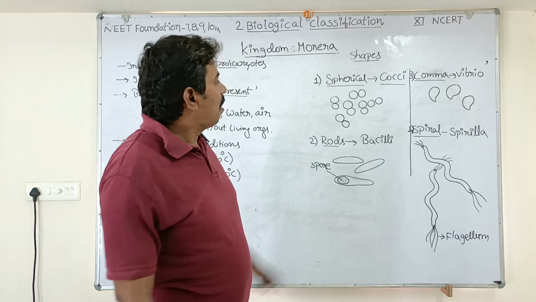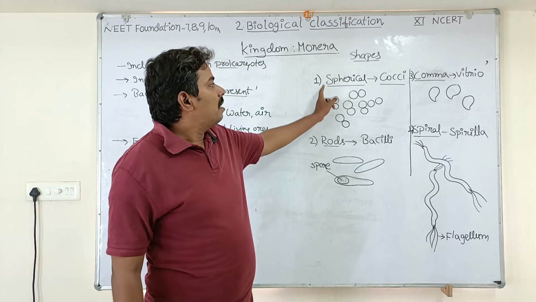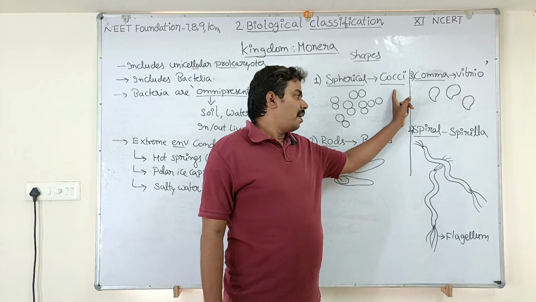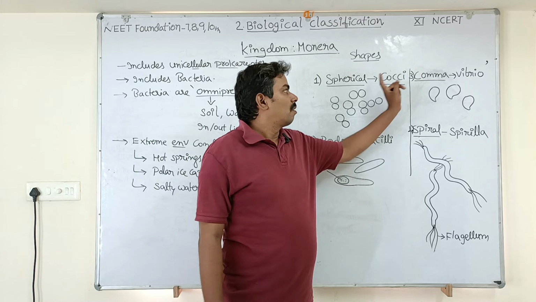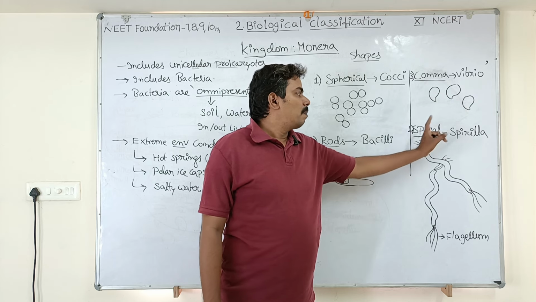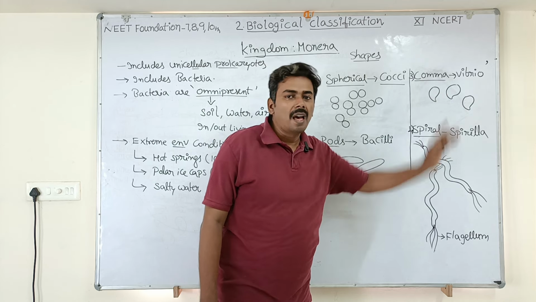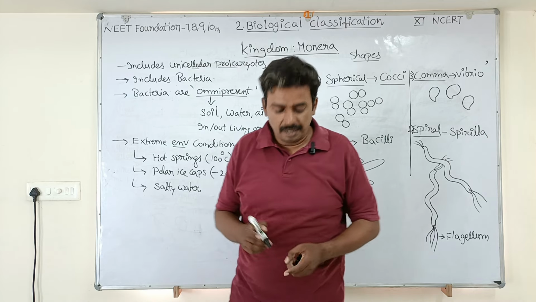So these are the four shapes of bacteria. I repeat, the spherical shaped bacteria are called cocci. The rod shaped bacteria are called bacilli. The comma shaped bacteria are called vibrio. The spiral shaped bacteria are called spirilla. Understood everyone? Come on students, copy down this.